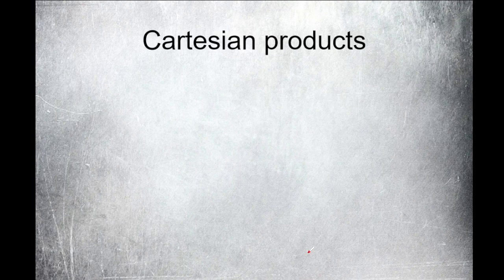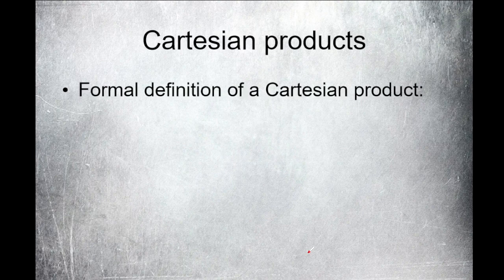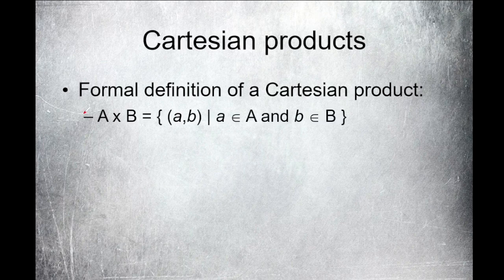The formal definition of this Cartesian product can be stated as follows: A cross B is the set of (a, b) such that a is a member of set A and b is a member of set B. Both conditions should be true. It should belong to both the parts. Okay.